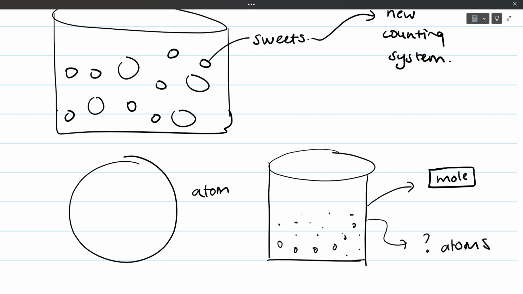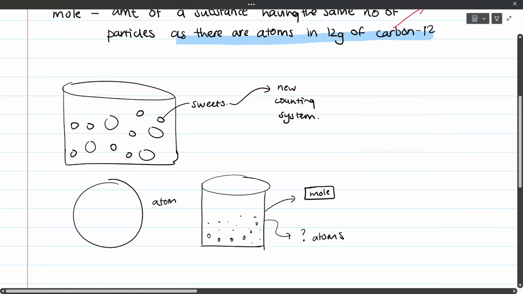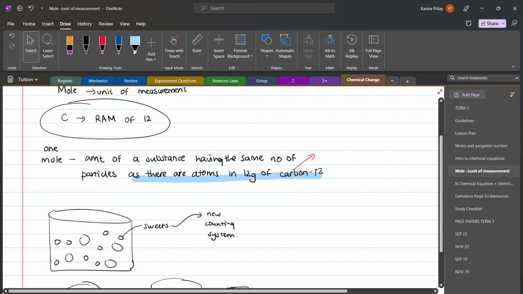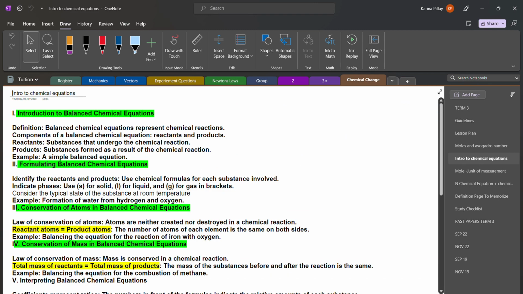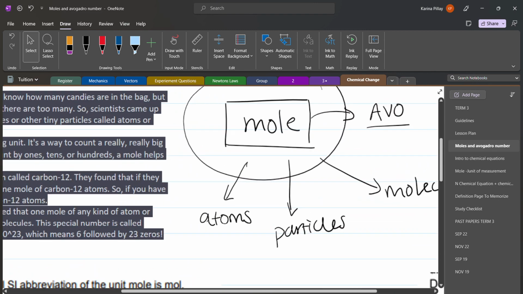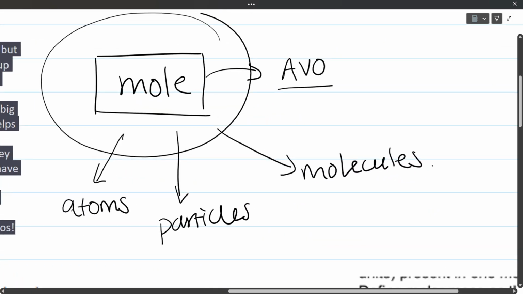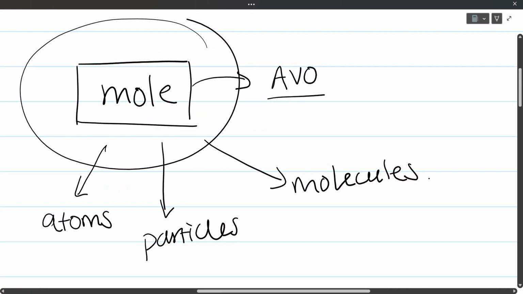All right, and as I said, how they developed this whole system is they looked at carbon-12 and they based everything off that atom. All right, so that's a very basic introduction to what a mole is. Now, a mole, interestingly, it can refer to any sort of particle. It doesn't have to be only atoms.